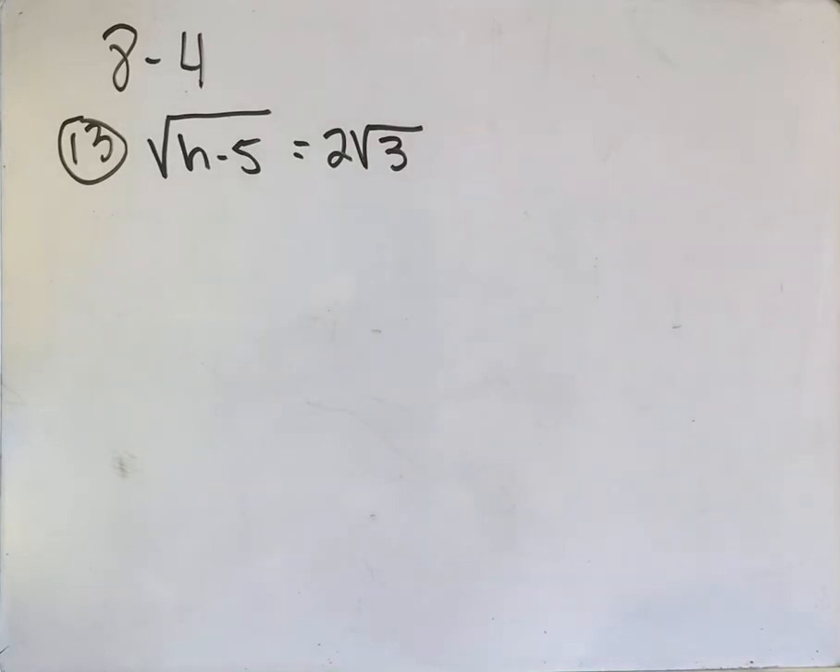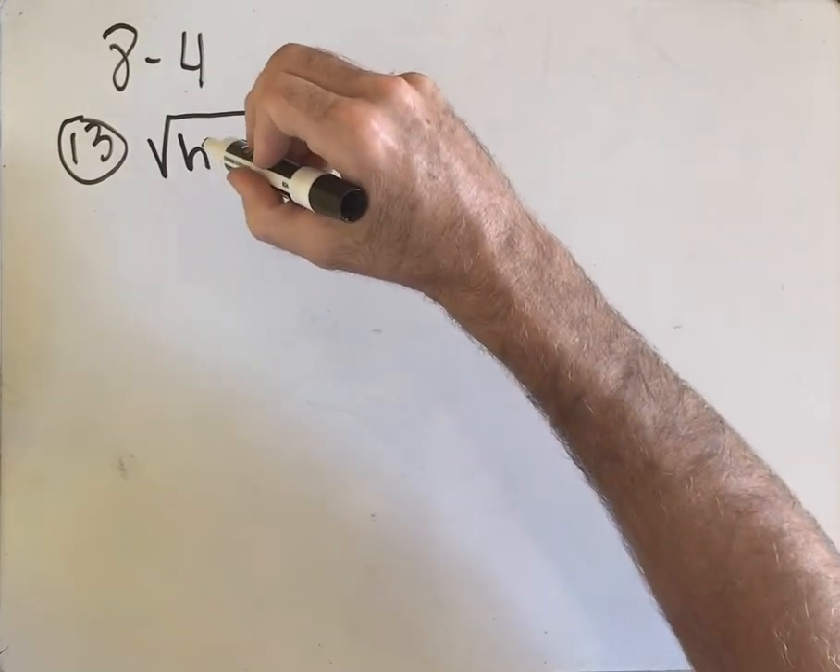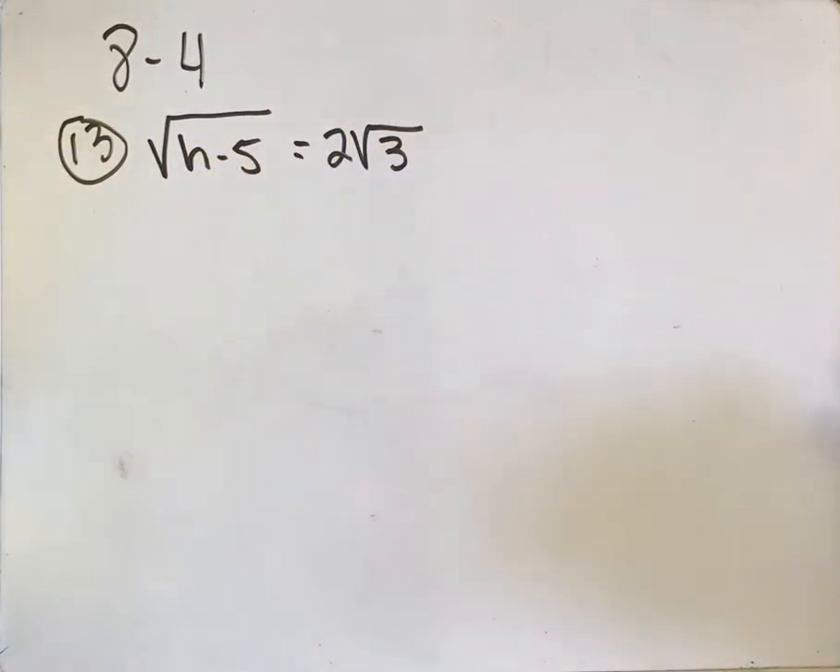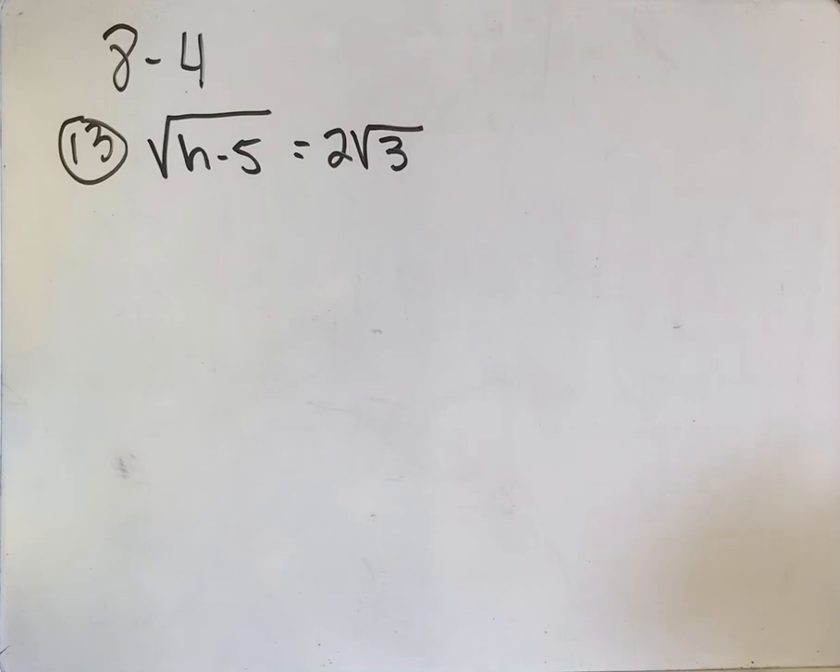All right, so this video is for help and support on 8-4, problem number 13. What we see here is we have a radical term on both sides of the equation. So just like always, we want to try to get the variable all by itself. We want to try to isolate that. So now we're looking at this going, okay, what do we do?